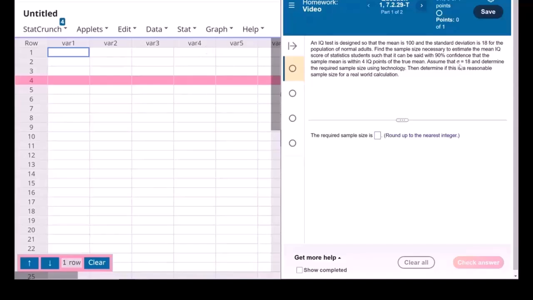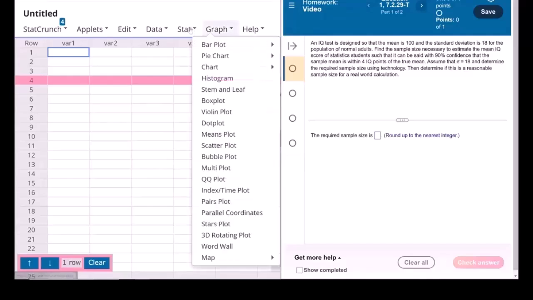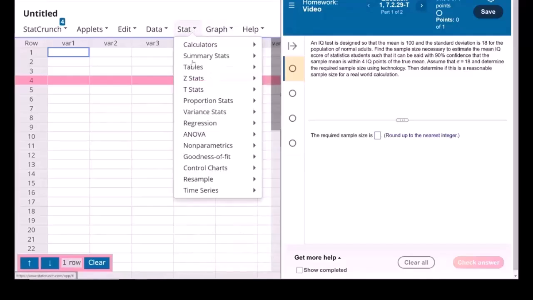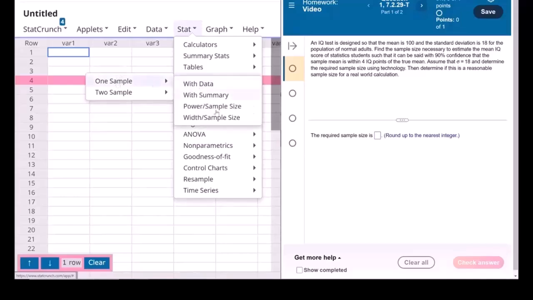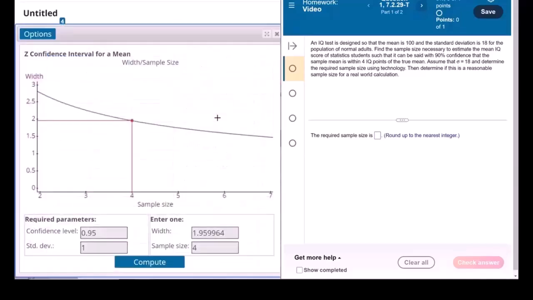We know sigma, and when we know sigma, we can use Z-stat. And we know IQ scores are normally distributed. Let's go to stat, and we can use Z-stat for this. One sample, and this is width. And I'm going to get the sample size.